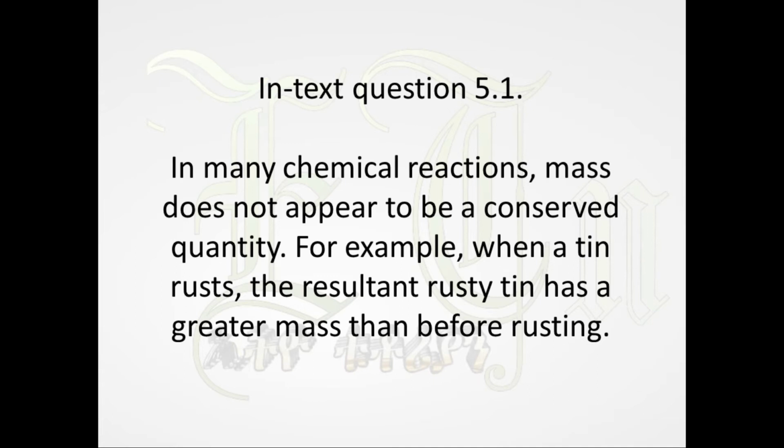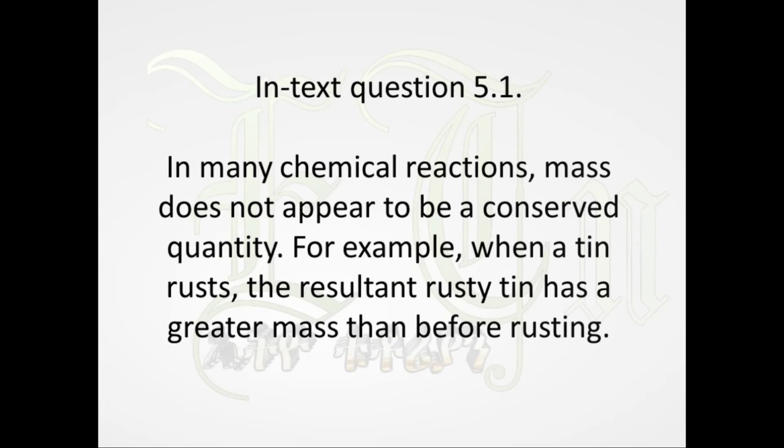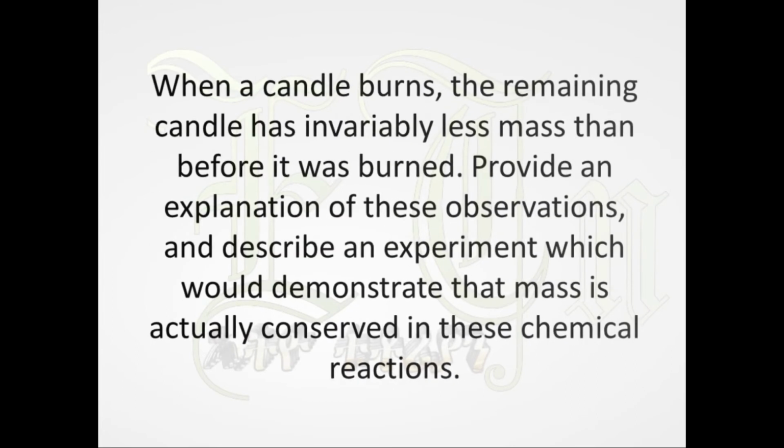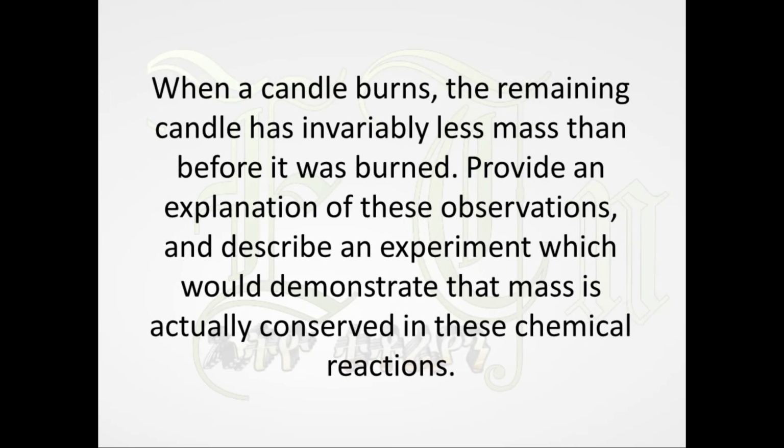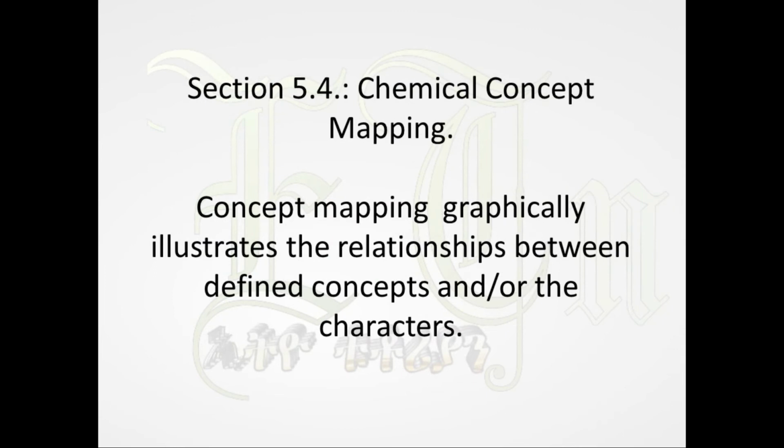In many chemical reactions, mass does not appear to be a conserved quantity. For example, when a tin rusts, the resultant rusty tin has a greater mass than before rusting. When a candle burns, the remaining candle has invariably less mass than before it was burned. Provide an explanation of these observations, and describe an experiment which would demonstrate that mass is actually conserved in these chemical reactions. Section 5.4. Chemical concept mapping.